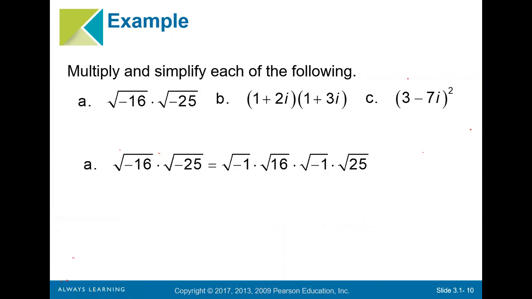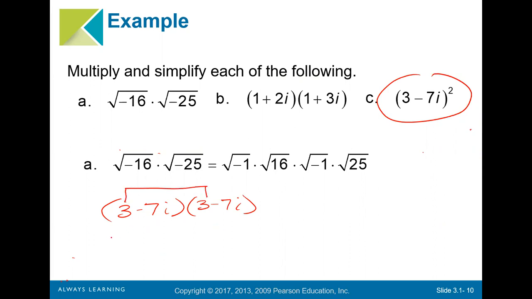All right, so now on C, I see that I have this binomial raised to the power of 2. What does this tell me? This tells me I have 2 of these parentheses. They're identical. Now there's a shortcut, guys, you can do, but I'm not going to do the shortcut because I want to show it to you right quick. I'm going to take the first times the first. So I'm going to say 3 times 3. And then I'm going to distribute the 3 to the other parentheses. I'm going to put a plus sign.